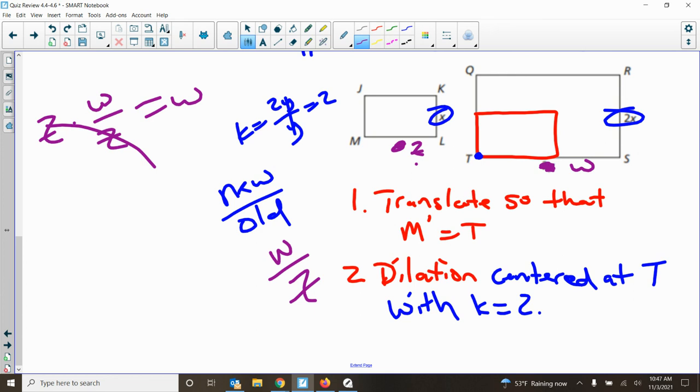If it's a general question with general lengths, okay, in this case, of course, it was x or y and 2y, which made it a little bit easier. But think about it. What do you have to multiply y by to get 2y? Well, 2. That's why the scale factor is 2.